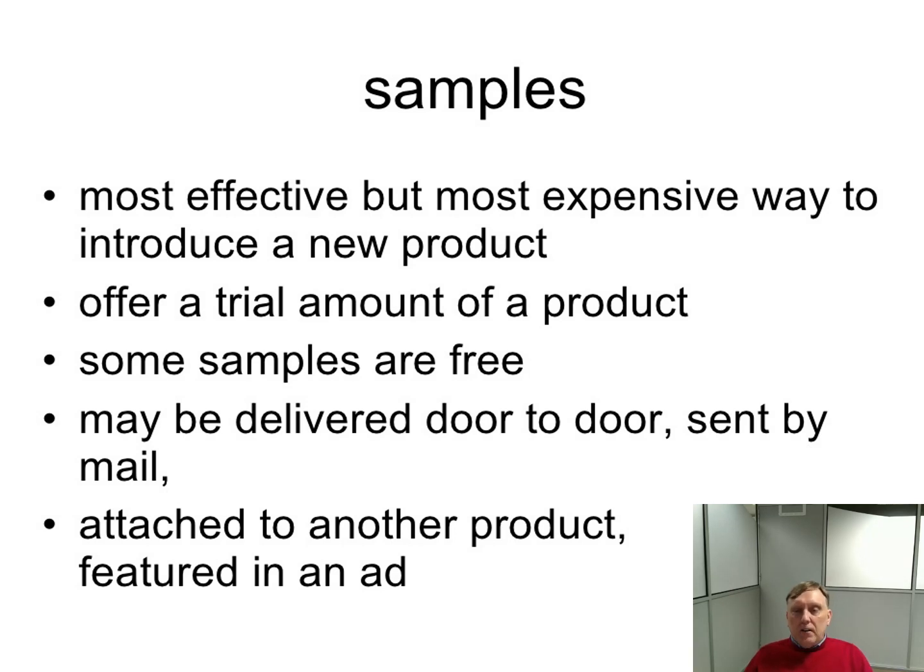So offer a trial of a product. Some samples are free, some aren't. So it may be delivered door to door, or it could be sent by mail. It could be attached to another product or featured in an ad. If it's attached to another product, maybe with the same company, you bring in an additional product out with something you already sell. Previously we were selling shampoo and now you're selling hair conditioner, then it would be seen as a free trial to try their hair conditioner whilst you're buying the shampoo.